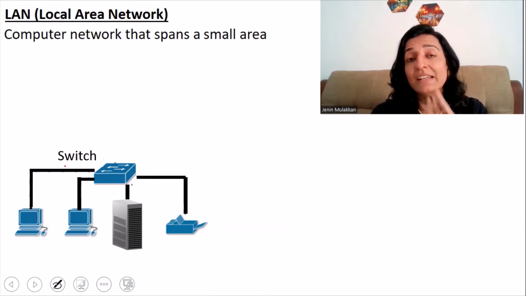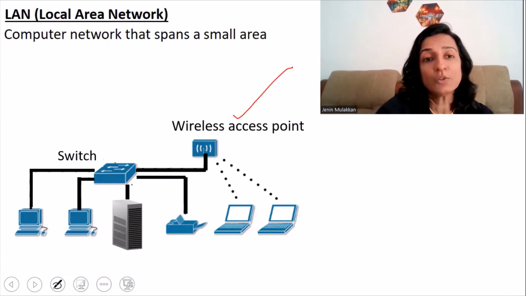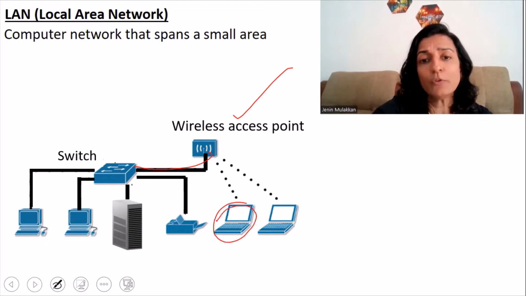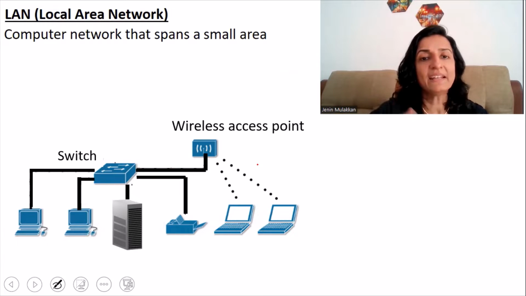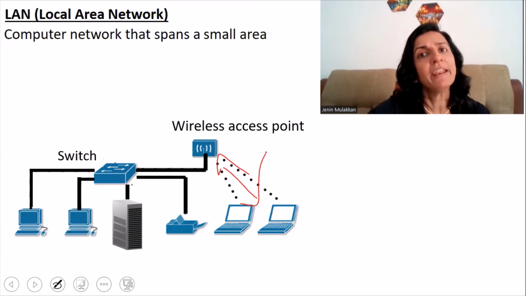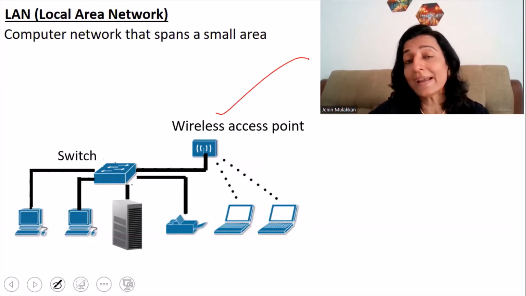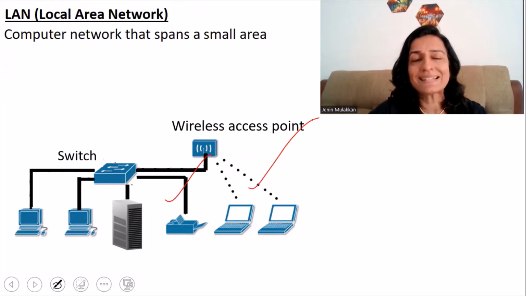For wireless connectivity, you need a device called the wireless access point. Now, this wireless access point is connected to the switch. And then say if you have got laptops, they needn't be connected to the switch by way of cables. The data flow takes place by means of radio waves. So basically, there is no physical connection required if there is a wireless access point. So it can be a wired or a wireless network.